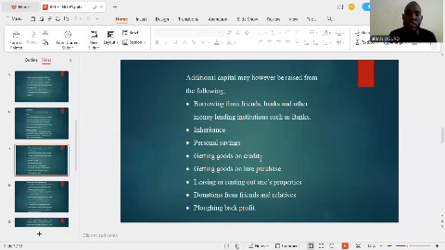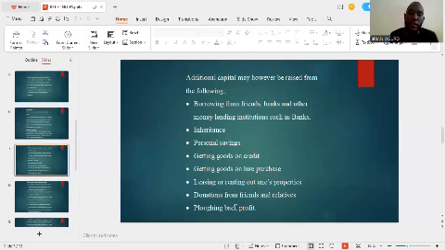So we can also have getting goods on hire purchase, where you pay a certain amount and the supplier delivers the goods to you. So after selling the goods is when you will pay the remaining amount. We can also get capital from leasing or renting out one's properties. You can even rent your house or land in order to get capital. We have donations from friends and relatives.